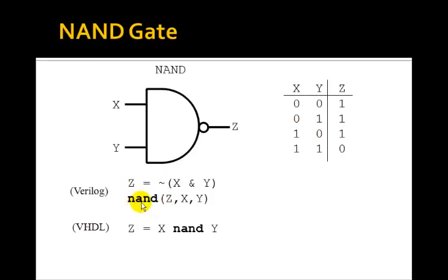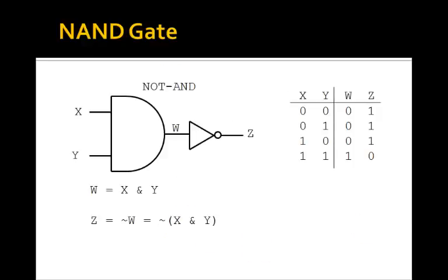Again, there's a NAND function in Verilog whose output Z and inputs X and Y are given as parameters. In VHDL, you write out the word NAND. We see that the NAND gate really is a NOT AND. If W is the output of the AND gate, that is 1 if both inputs are 1, then if we add an inverter, the Z just becomes not W.